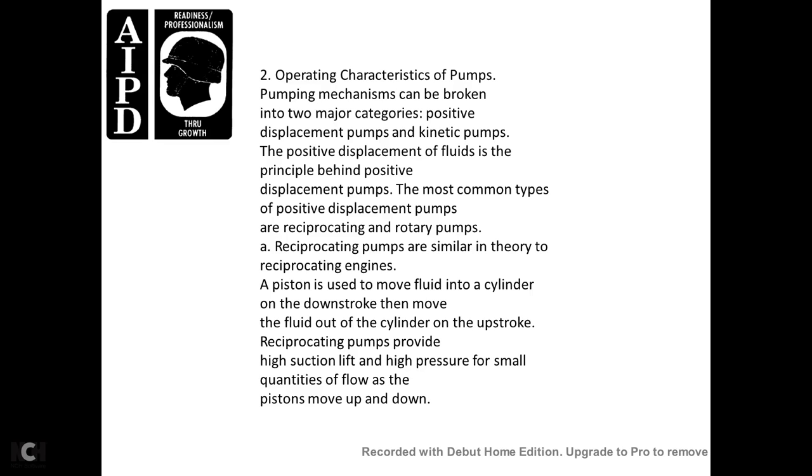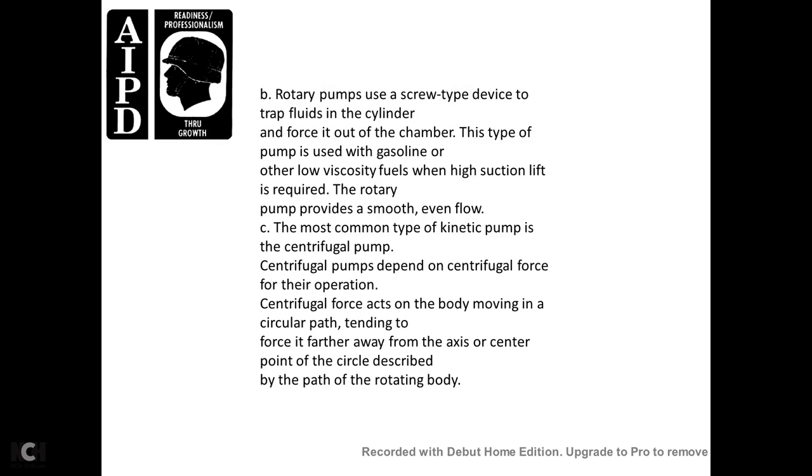Reciprocating pumps provide a high suction lift and high pressure with small quantities of flow as the pistons move up and down. Rotary pumps use a screw type of device to trap the fluid in the cylinder and force it out of the chamber. This type of pump is used with gasoline and other low viscosity fuels when a high suction lift is required. The rotary pump provides a smooth and even flow.